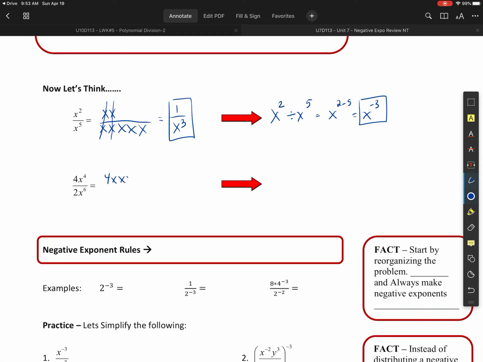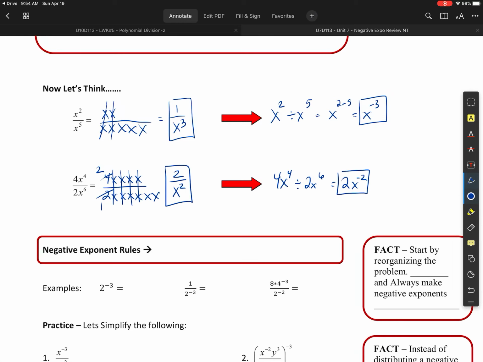If we look here now, 4 over 2, 1, 2, 3, 4, 5, 6. Cancel, cancel, cancel, cancel. Divide by 2. Divide by 2, we are left with 2 over x squared. If we look at it from the division standpoint, 4 divided by 2 is 2, x to the fourth divided by x to the sixth, x to the negative 2. So again, same problem, done two different ways.